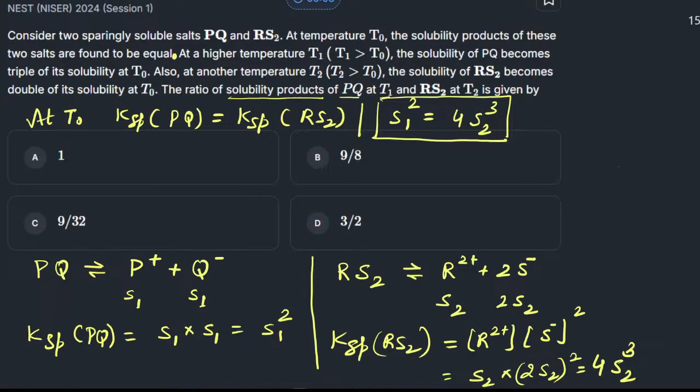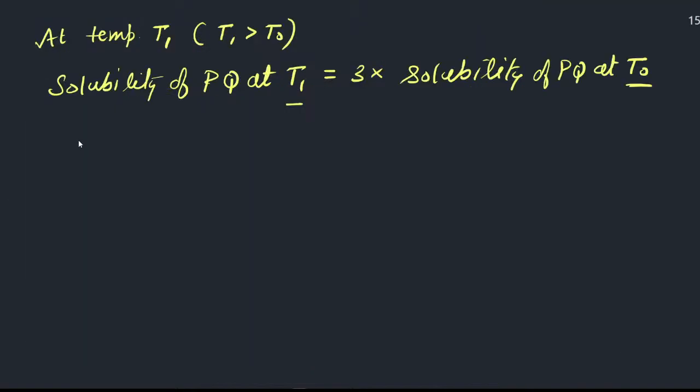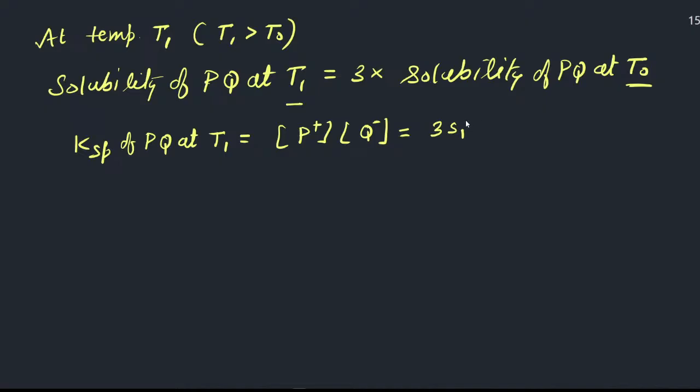Okay, that means the solubility product of PQ at T1 is the P plus concentration times the Q negative concentration, but now it is not S1, it is 3S1. So it becomes 9S1 square. That is the Ksp of PQ at T1.